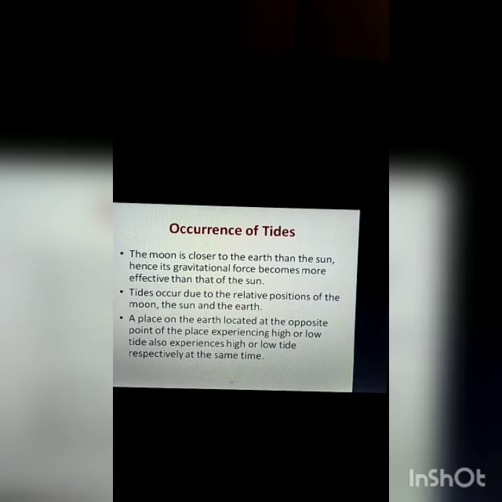Moon is closer to whom? Moon is closer to the earth than the sun. Because it is closer to the earth than the sun, its gravitational force is more effective than that of the sun. Whose? The moon's. Tides occur due to the relative positions of moon, sun and the earth. A place on the earth located at the opposite point of the place experiencing high or low tide also experiences high or low tide respectively at the same time.